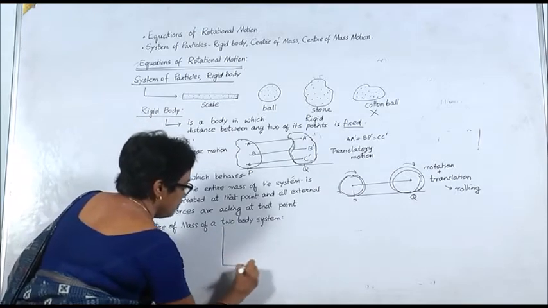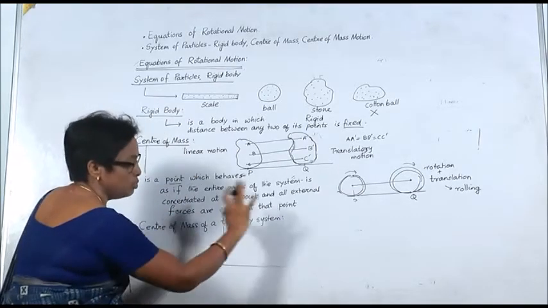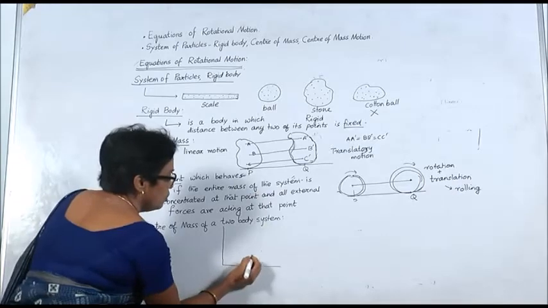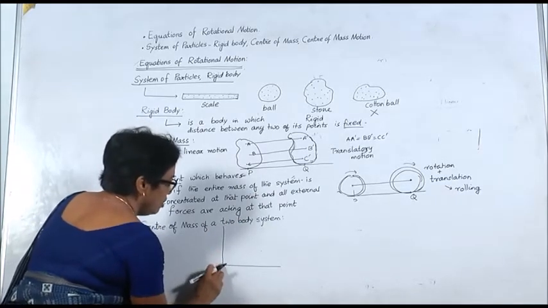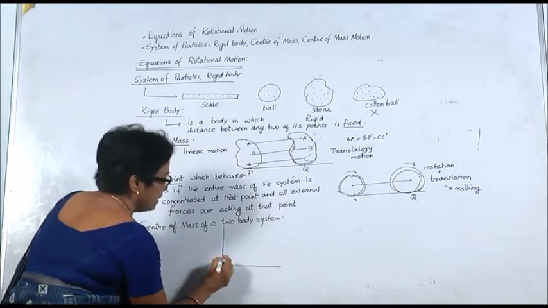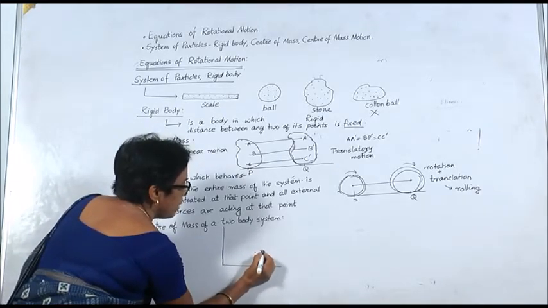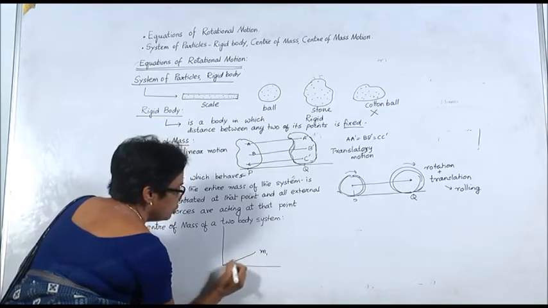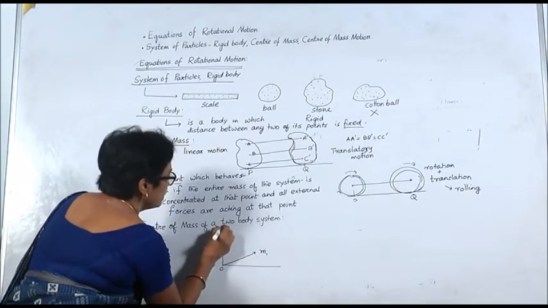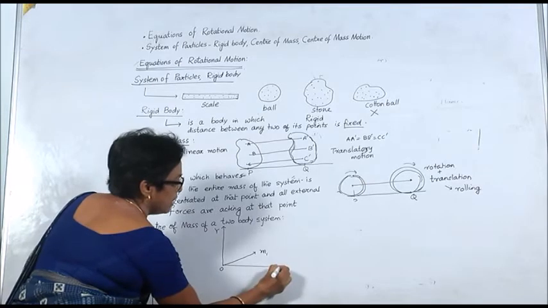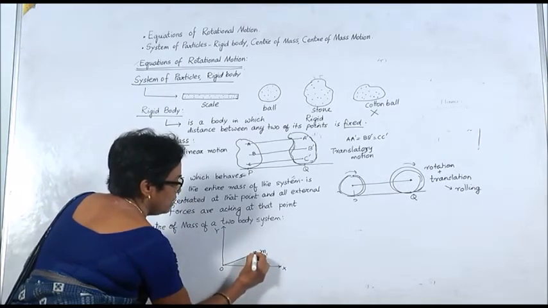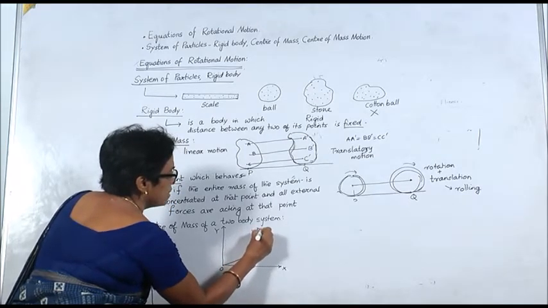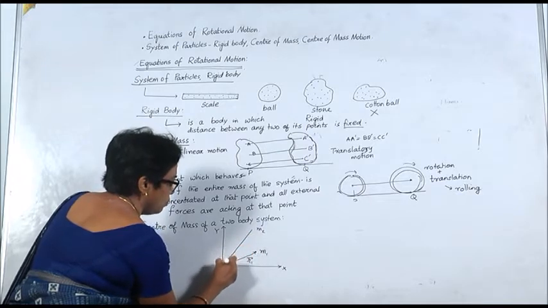I will choose a coordinate axis, let us say a 2-dimensional coordinate axis, or it can be 3-dimensional also, then I will draw the z axis. For simplicity I am not drawing that. Let us say m1 is a mass; this is the origin, this is the y axis, this is the x axis. The position vector of mass m1 is r1 and the position vector of mass m2 is r2.